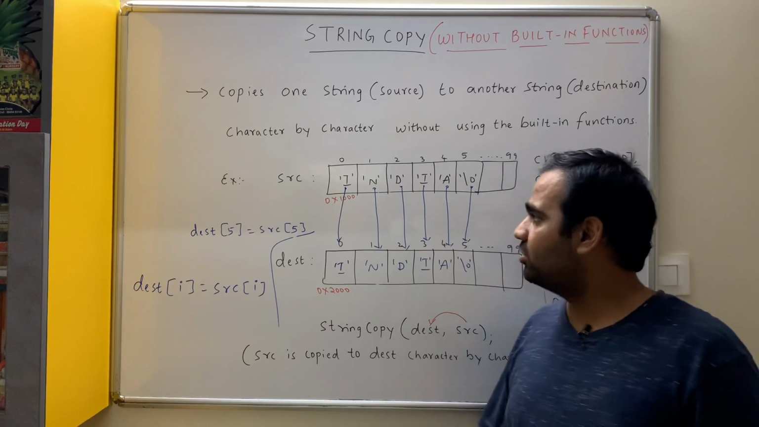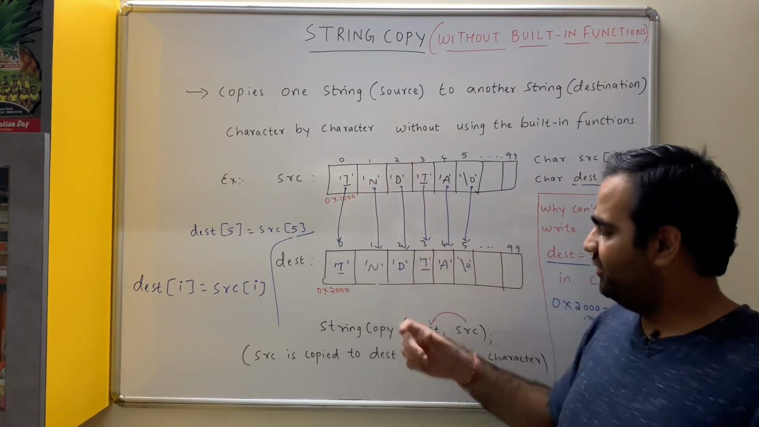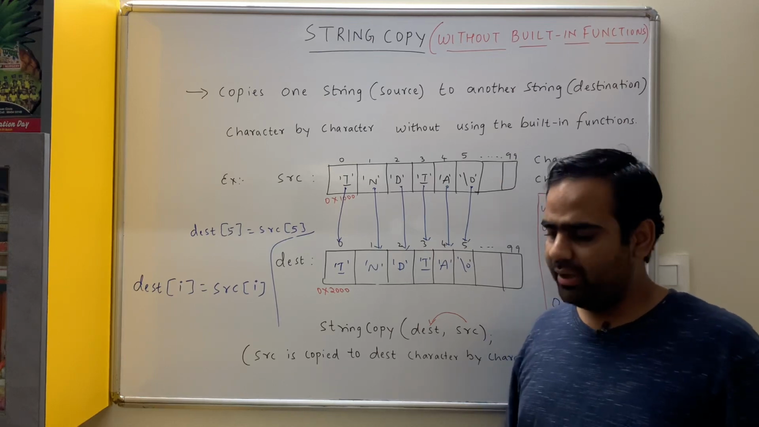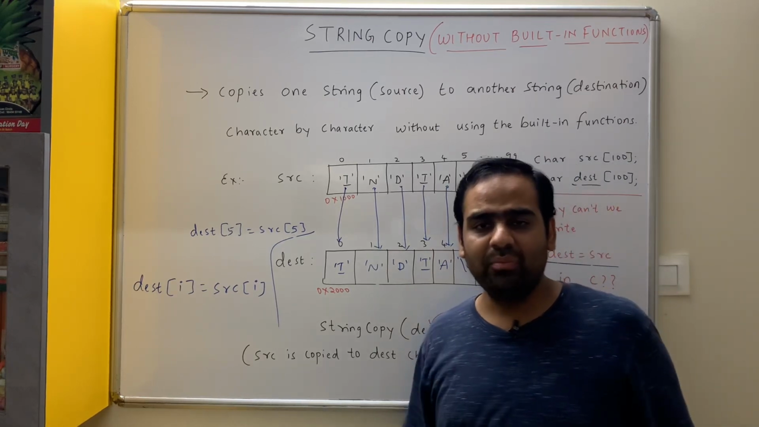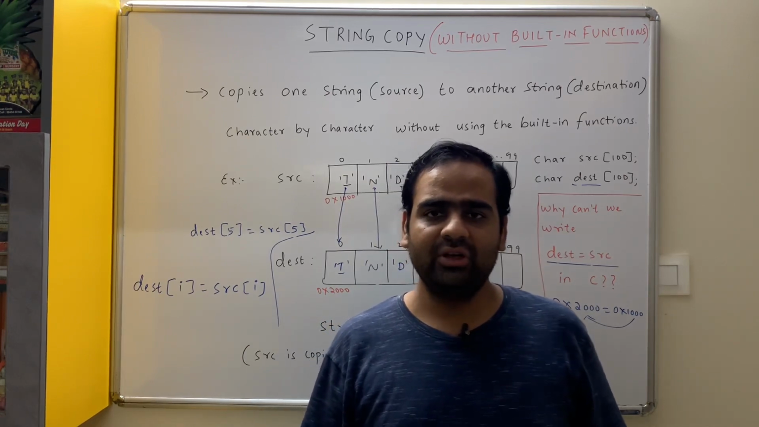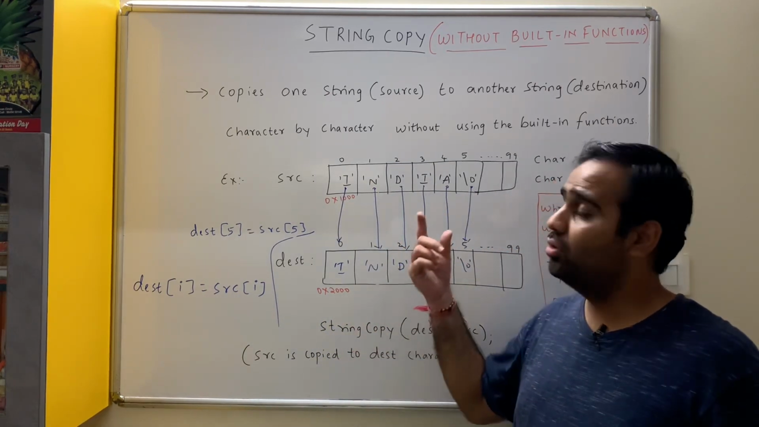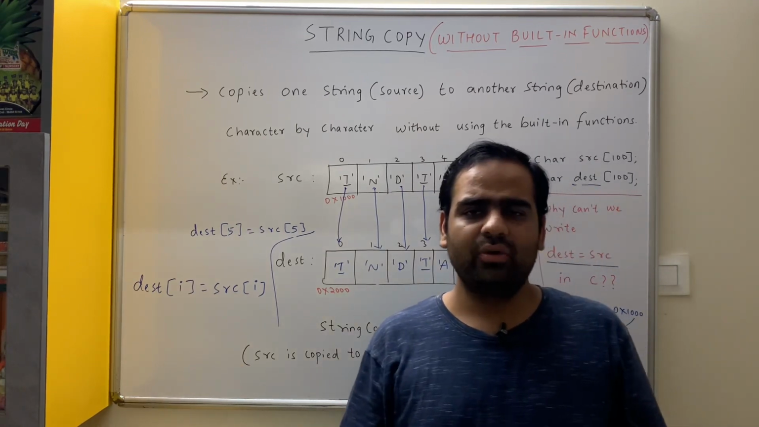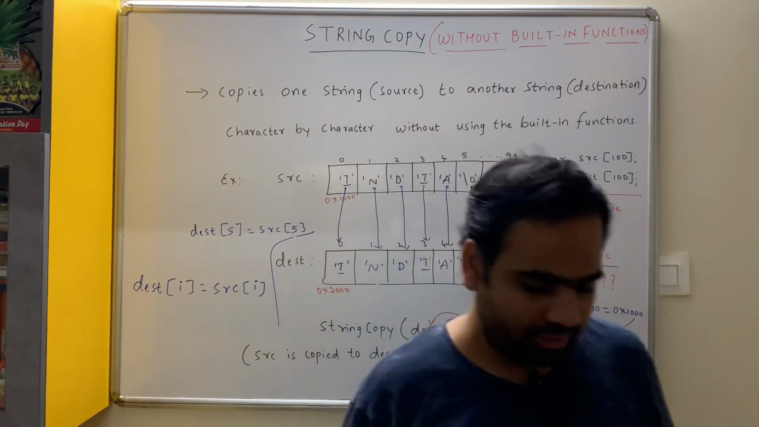And what is the input for this program? It is the source string, and we want to copy it to the destination string. We will write one function called string copy to do this. We have one built-in function for this, which we will see after writing the function for string copy without using the built-in functions. Please pause the video over here and try to write the program yourself. Thank you.